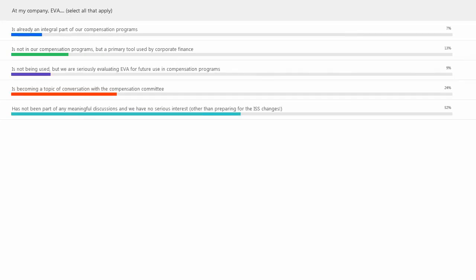If we look at these, I think that's pretty interesting. The top vote getter is certainly the one at the bottom, not really part of many meaningful discussions other than prepping for ISS changes, followed by conversations at the committee level, and then used a little bit more by corporate finance and in some of our compensation programs. So there's some interesting background information there, and we can move on to the next slide.